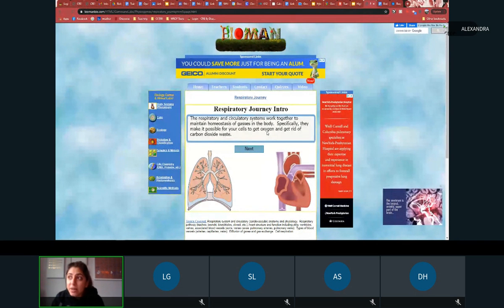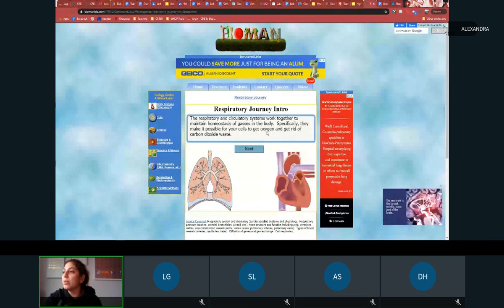But the respiratory system can't work unless we have the circulatory system. So the respiratory system and the circulatory system work together, because the circulatory system is your heart pumping the blood and getting the blood all around your body and back to the lungs to get more oxygen and to drop off that carbon dioxide. So these things work together.